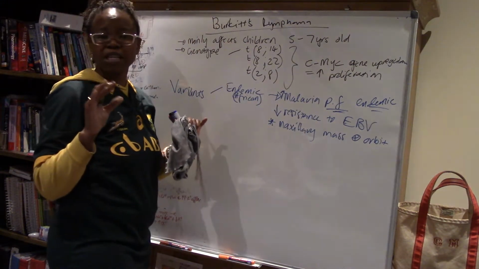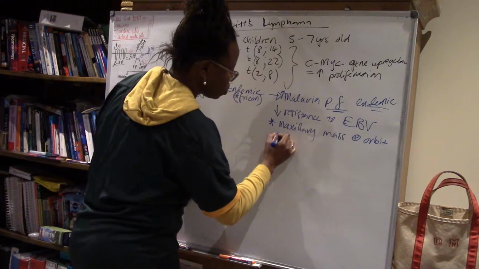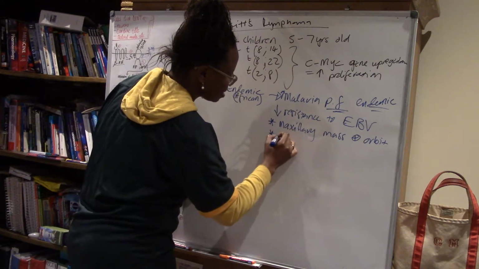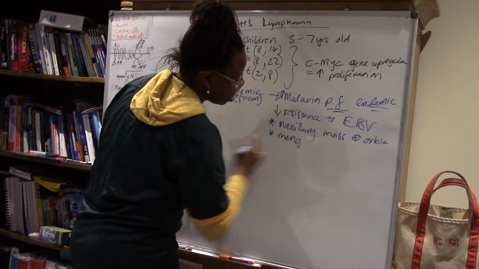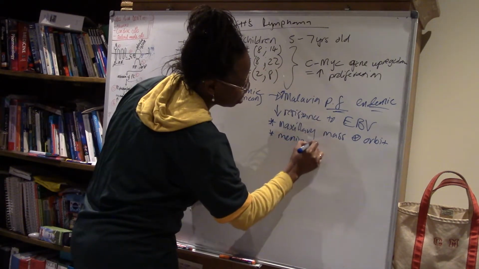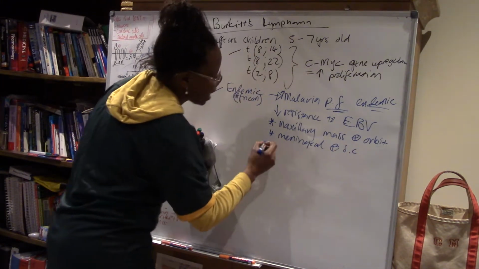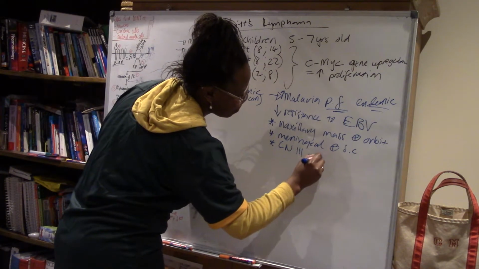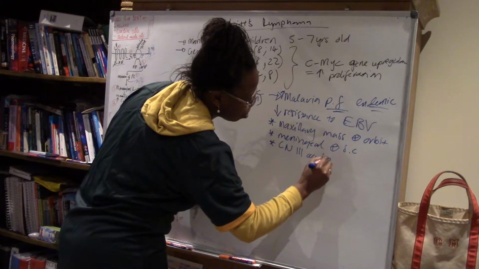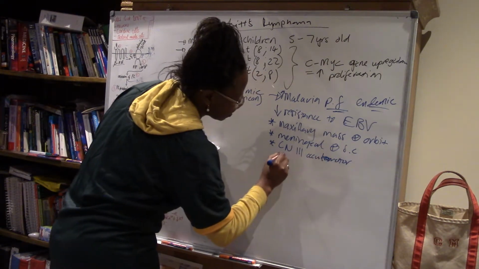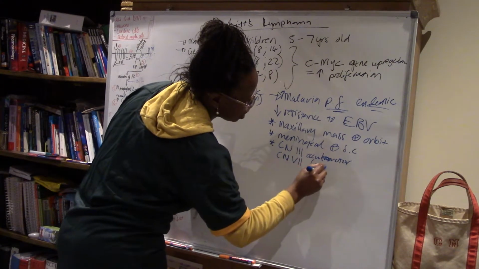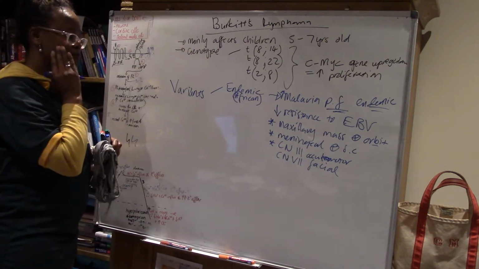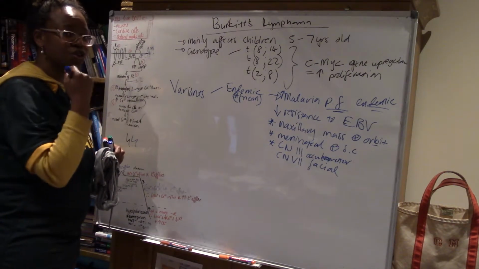The mandible is hardly ever affected. It can also affect the central nervous system and the meninges, and the spinal cord, and it can also affect cranial nerve 3, which is the oculomotor, and cranial nerve 7, which is facial, which obviously makes sense based on it affecting the orbit and being in the face, taking on the maxillary, which is obviously the upper jaw.